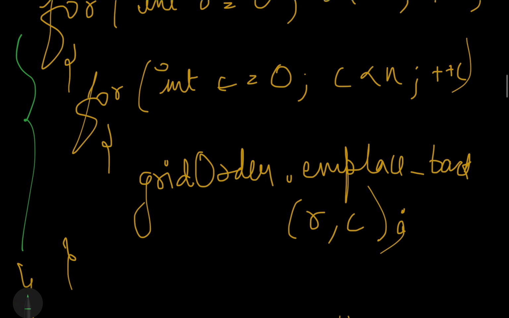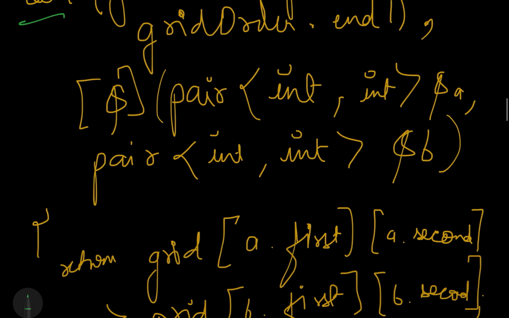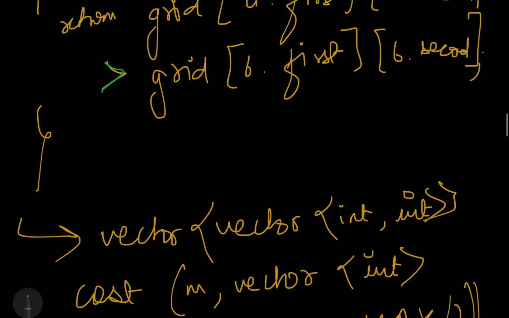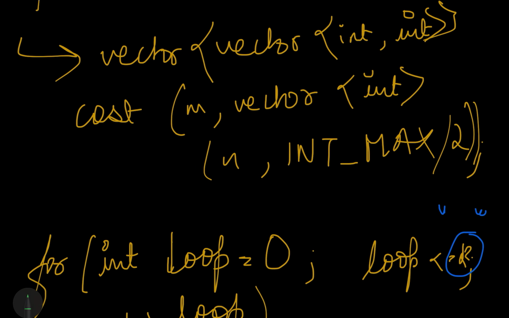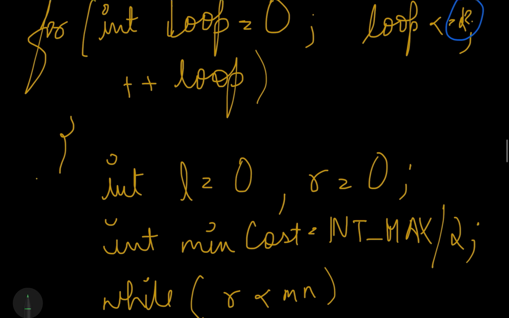Then we have put all these columns and cells in our row, and we have sorted in decreasing order because our condition was given for teleportation that the cell from where we are coming should be greater than or equal to the cell where we are going. Then we have defined our dp grid cost.